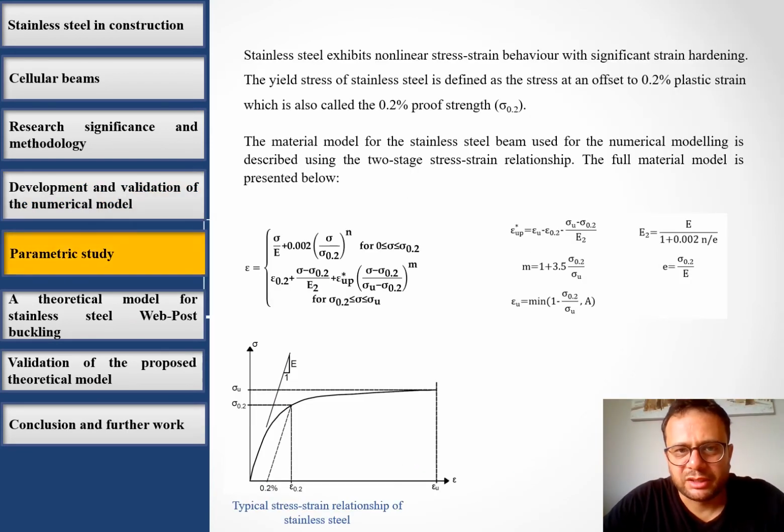In the parametric study, we consider stainless steel grade as a parameter, and we know stainless steel has a nonlinear stress-strain relationship with significant strain hardening. In our study, we use the two-stage stainless steel relationship, as shown in the figure here and also in the equations here, and this is the well-known two-stage stainless steel relationship.